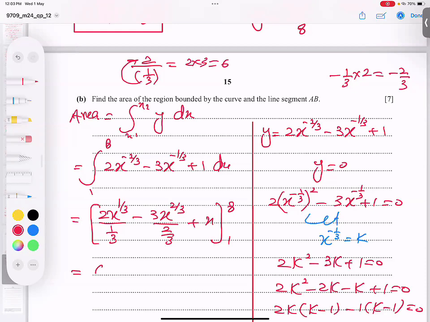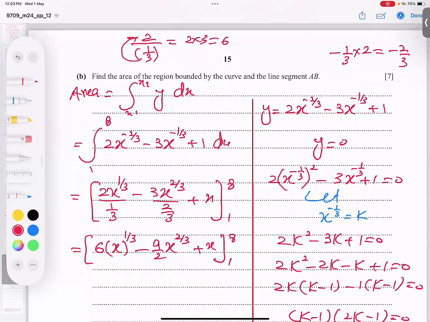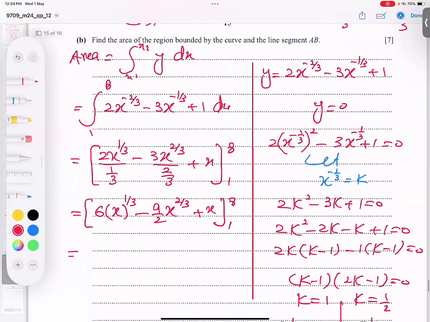So it means this will give us 6 cube root of x, sorry. This will flip up, 3 3s are 9, 9 over 2, x to power 2 by 3, and plus x. So students, now I'm going to plug in the numbers. I think all points are clear. First, I plug in 8. When I plug in 8, it will turn to be this: 8 to power 1 over 3, 9 over 2 into 8 to power 2 over 3, and plus 8. Done. Minus, now plug in 1.